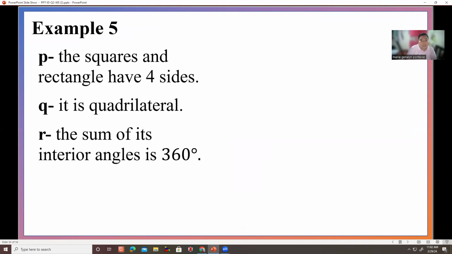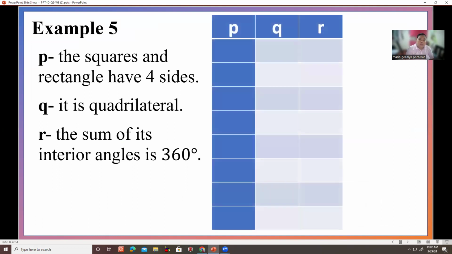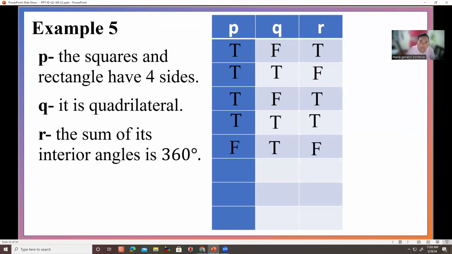Let's have the three statements, P, Q, R. P: the squares and rectangles have four sides. Q: it is a quadrilateral. R: the sum of its interior angles is 360 degrees. So PQR: true, false, true, true, true, false, true, false, true, true, true, true, true, false, true, false, false, false, and true, false, true, true, and false, false, false.